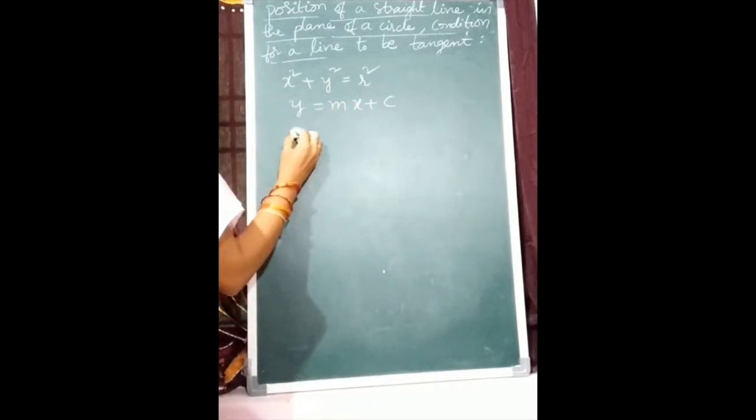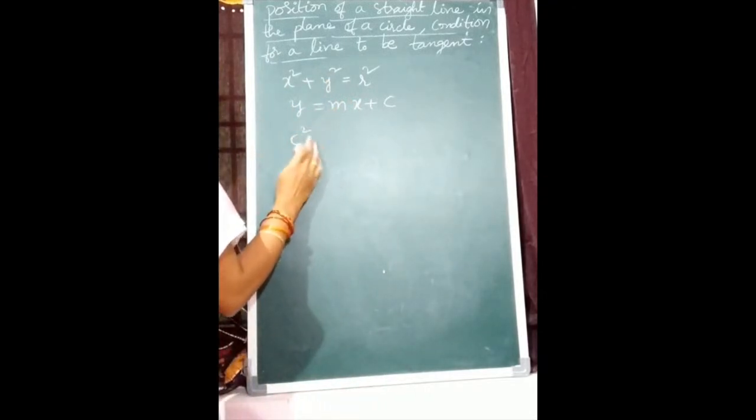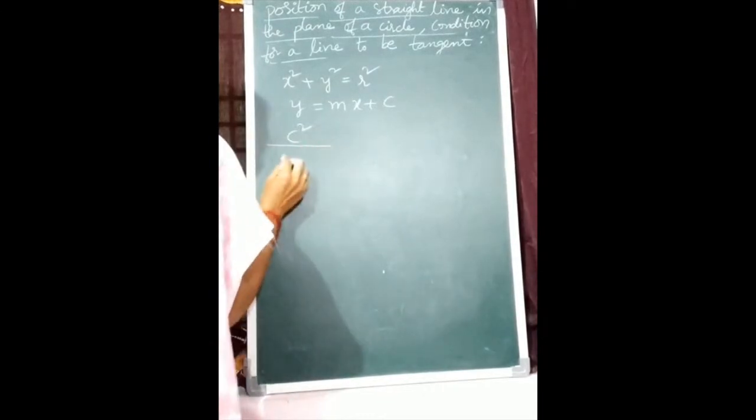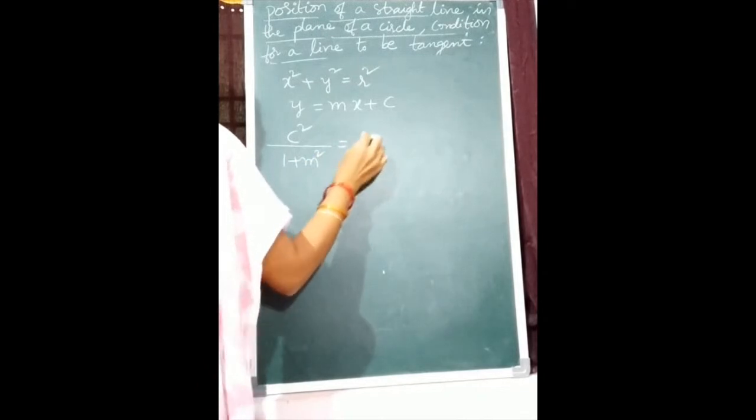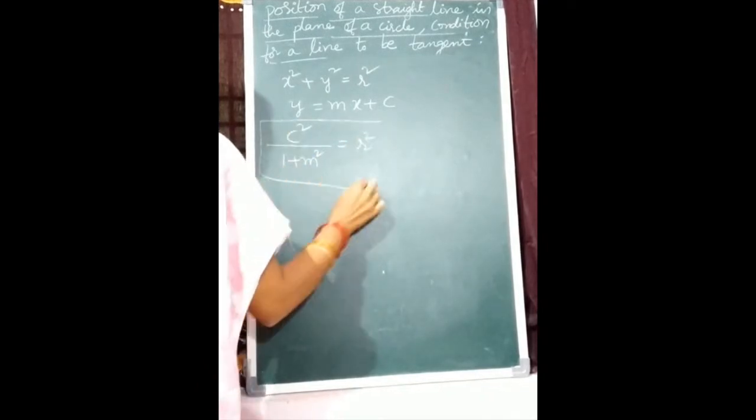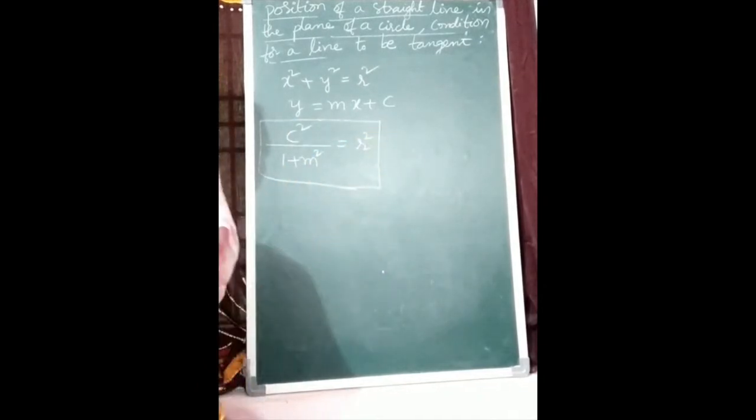The condition is c square by 1 plus m square is equal to r square. This is the condition for a line to be a tangent to a circle.